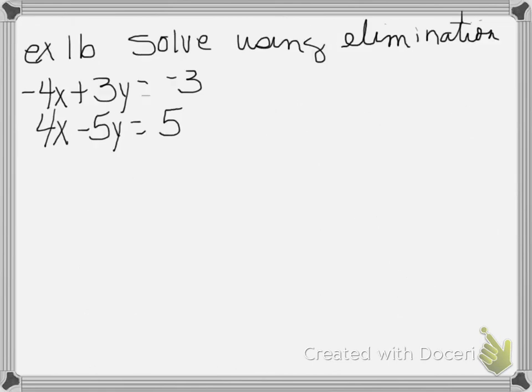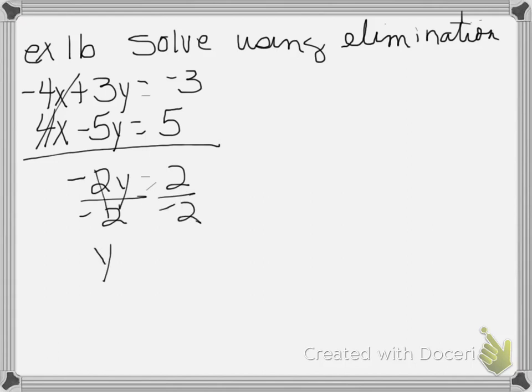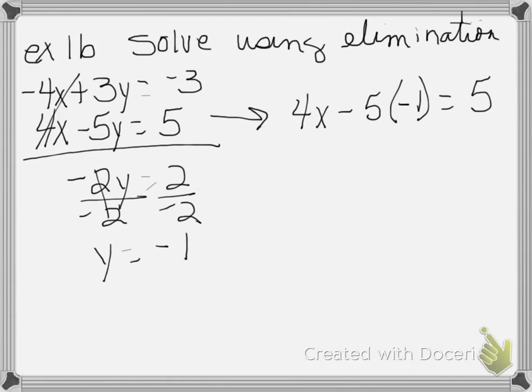Example 1b, if I add these two equations together, my x's go away because they already have opposite coefficients. So that's negative 2y is equal to 2. Divide both sides by negative 2. Y is equal to negative 1. I am going to plug in to the second equation. So that's 4x minus 5 times y, which is negative 1. Negative 5 times a negative 1 is a positive 5.